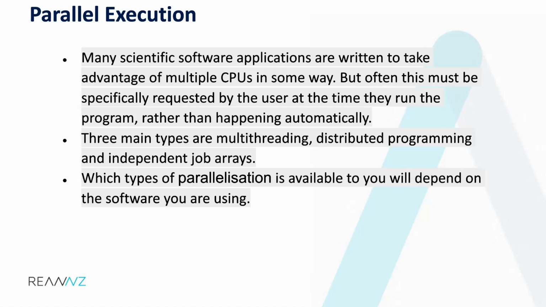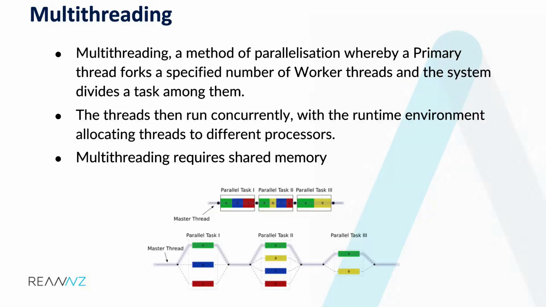Many scientific software applications are written to be able to take advantage of multiple CPUs, but such parallelization generally must be explicitly specified in the script. There are three main types of parallelization that we will look at in the upcoming slides. These are multi-threading, distributed programming, and independent job arrays. Which type of parallelization is available for your work will depend on the software that you are using. Now let's take a look at the first type of parallelization, multi-threading.